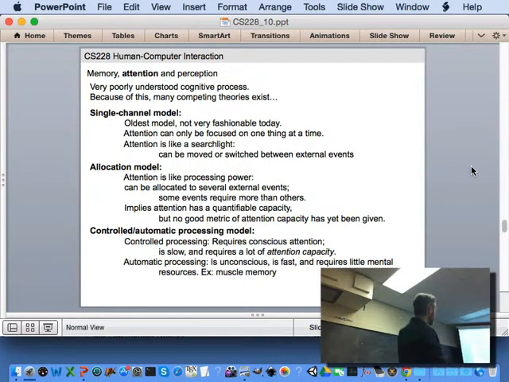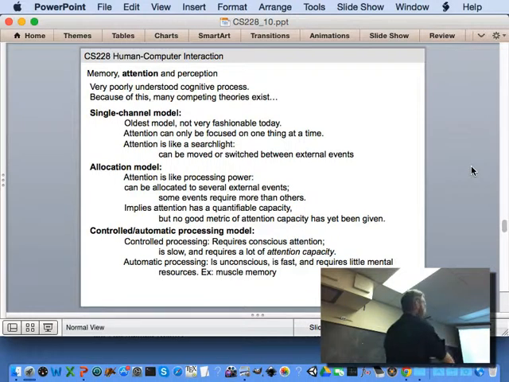Okay, there's a huge literature in psychology about what attention is, and as you can imagine, one of the oldest models in the literature is single channel. Attention is a lighthouse, and the beam coming out of the lighthouse is your attention, and you're waving that beam over things in your environment. As the lighthouse keeper, you can control where that beam goes, but again, there can be external events that grab your attention away from you.